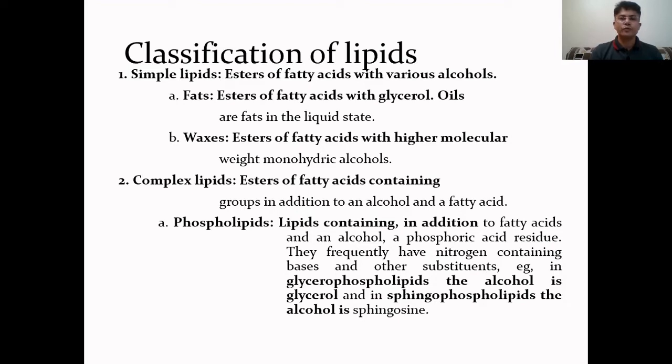additional groups. So these further include phospholipids. These are the lipids that contain, in addition to fatty acid and an alcohol, a phosphoric acid residue. They frequently have nitrogen-containing bases and other substances. For example, in the case of glycerophospholipids, the alcohol is glycerol, and in the case of sphingophospholipids, the alcohol is sphingosine.